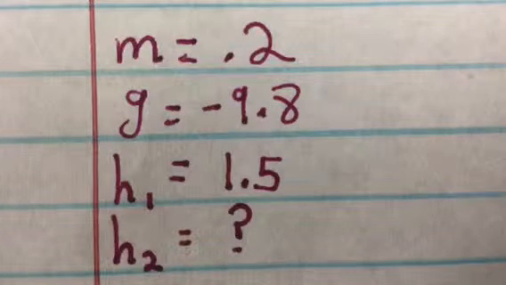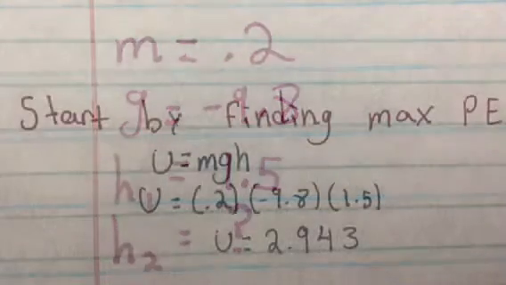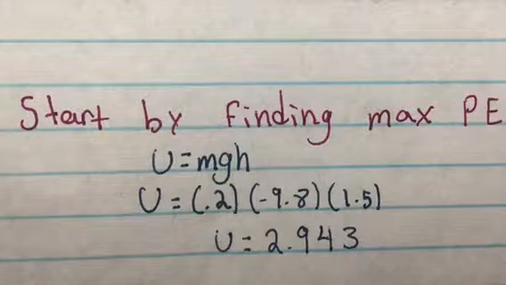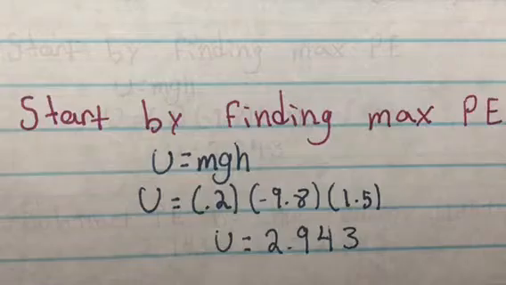From the problem, we know m equals 0.2, g equals negative 9.8, the beginning height is 1.5, and we need to find the second height. To find the max height, you want to find the max potential energy first. That is U equals m times g times h. So U will equal 0.2 times negative 9.8 times 1.5. So U will equal 2.943.